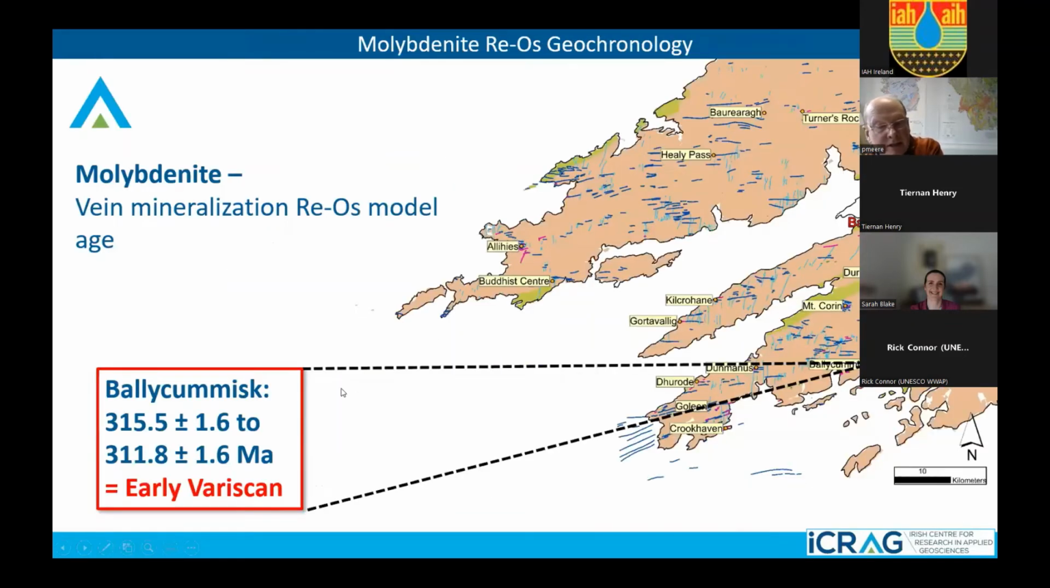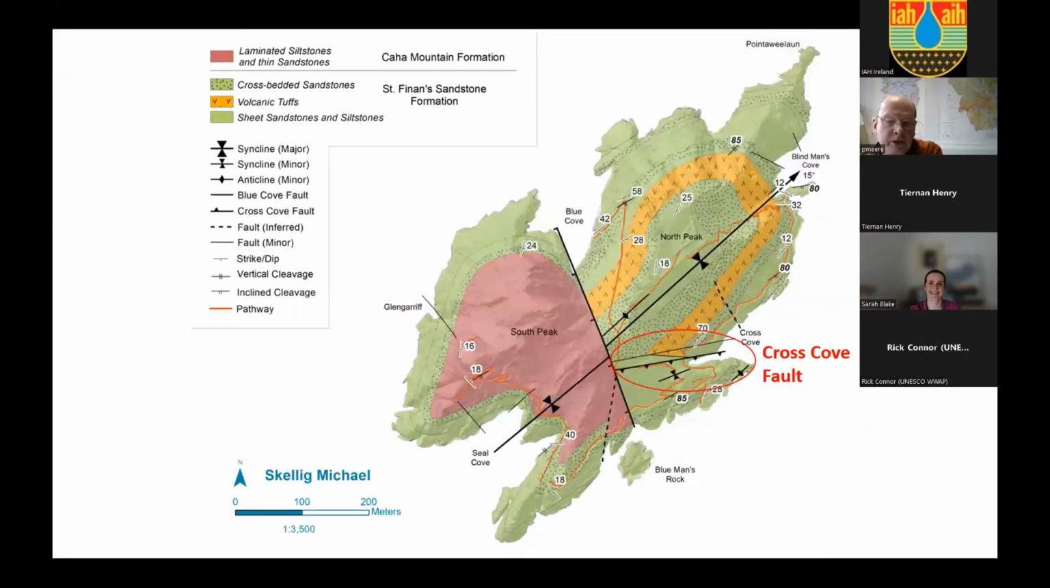We have a Mali date as well, and I hinted at this before. We do have some true Variscan veining and structures, and we have some mineralization associated with it. So we have much younger dates, as you'd expect, 315, 311 there from the rhenium-osmium and the Mali giving us that. So we have two phases of mineralization, this early basin extensional phase, and then obviously true Variscan material.